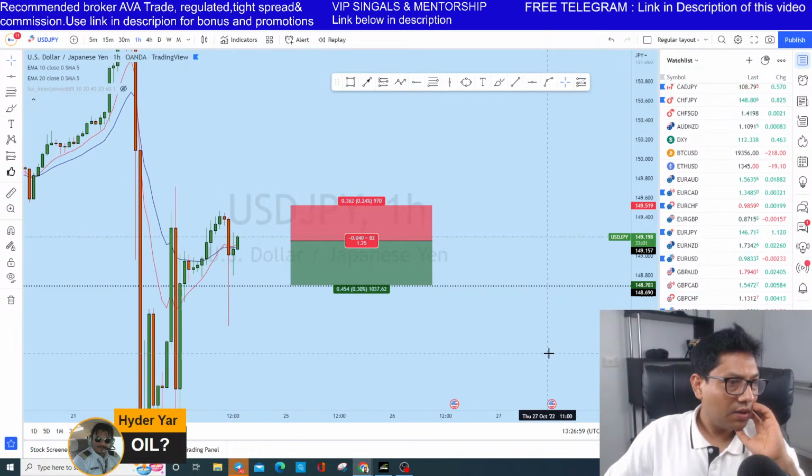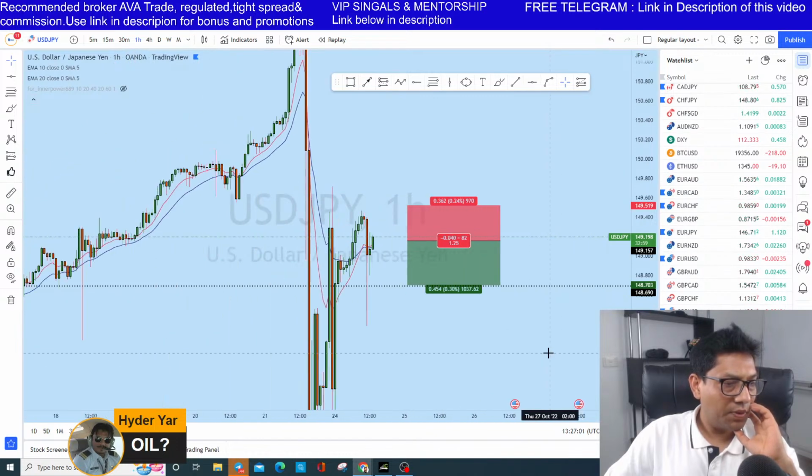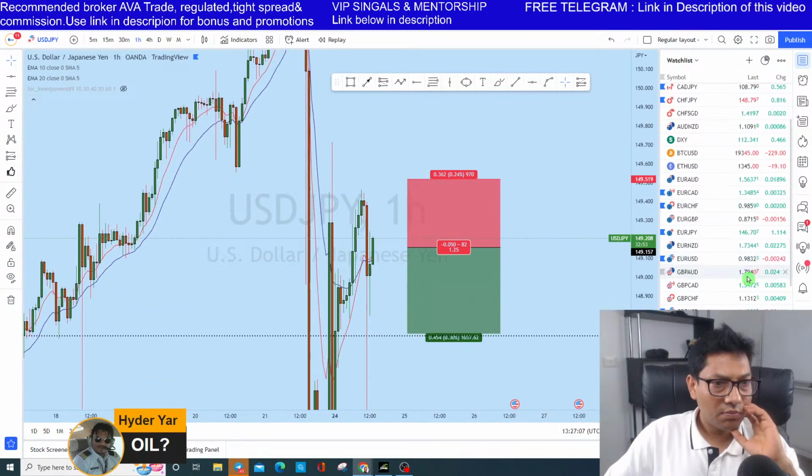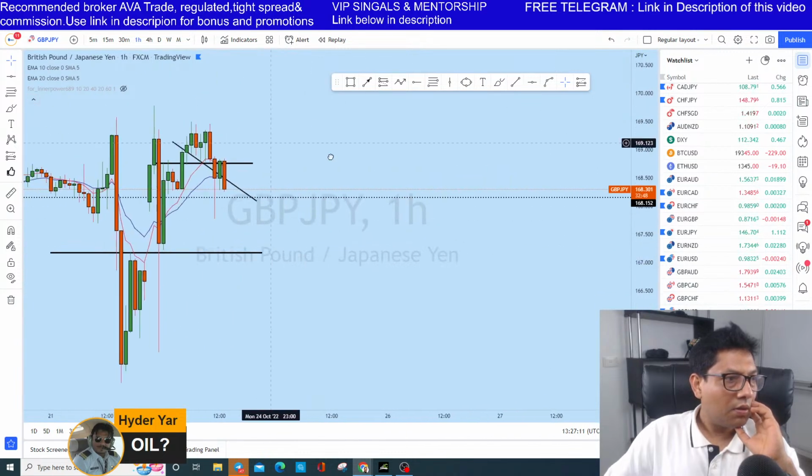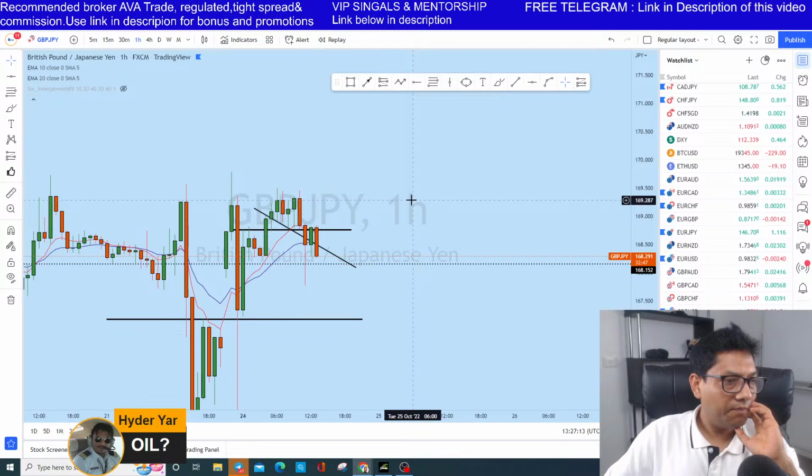So let me look at the hourly. A little bit of bullish price action, but it's still okay. GJ on the hourly is very strongly bearish.